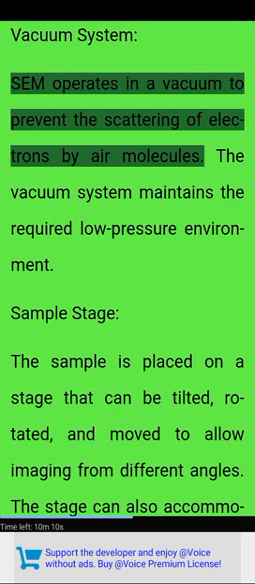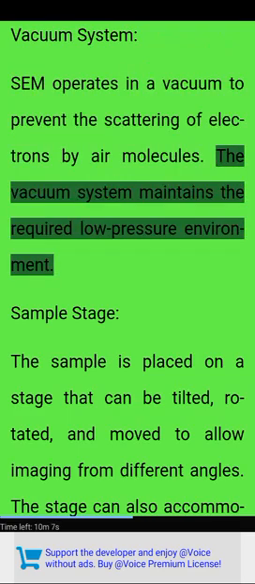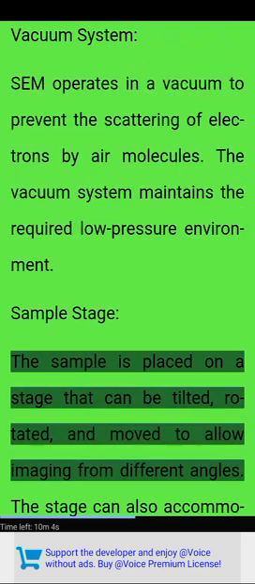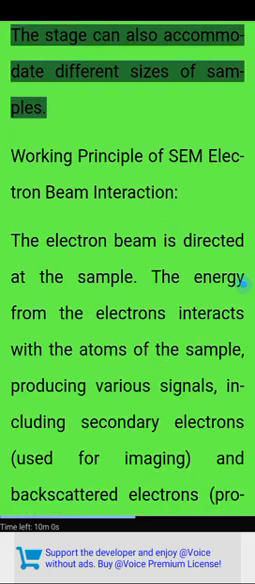SEM operates in a vacuum to prevent the scattering of electrons by air molecules. The vacuum system maintains the required low-pressure environment. Sample stage. The sample is placed on a stage that can be tilted, rotated, and moved to allow imaging from different angles. The stage can also accommodate different sizes of samples.